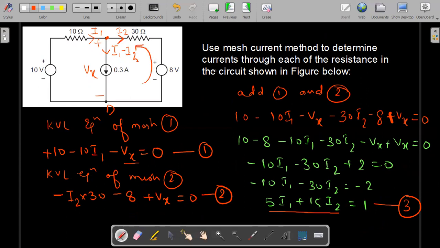If you find any circuit in which you have a current source being shared by two meshes, you can solve that network in this manner.